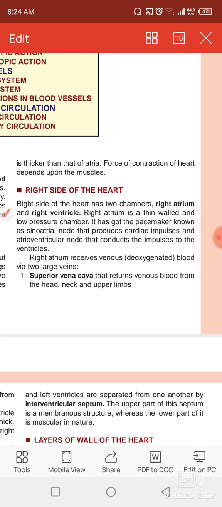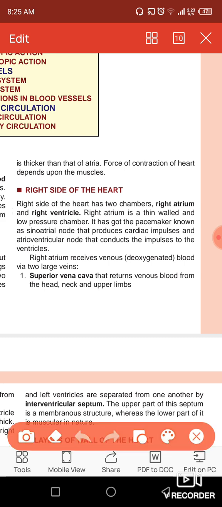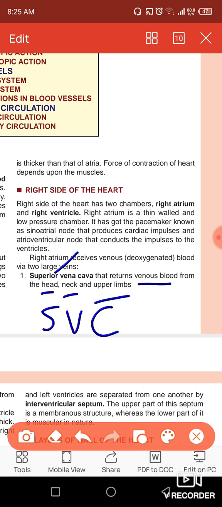So the right atrium is going to receive your deoxygenated blood, from the two large veins. And what are these veins? Superior vena cava, which can be called SVC. In everywhere I am going to mention superior vena cava as SVC. It returns the venous blood from your head, neck and upper limbs. Upper limbs means your arms. So the upper part blood goes into your superior vena cava, and then to your right atrium as deoxygenated blood.